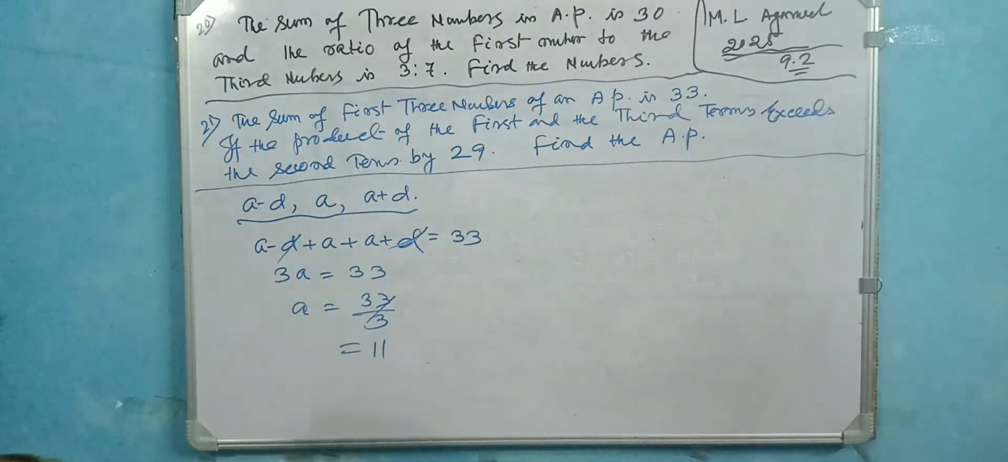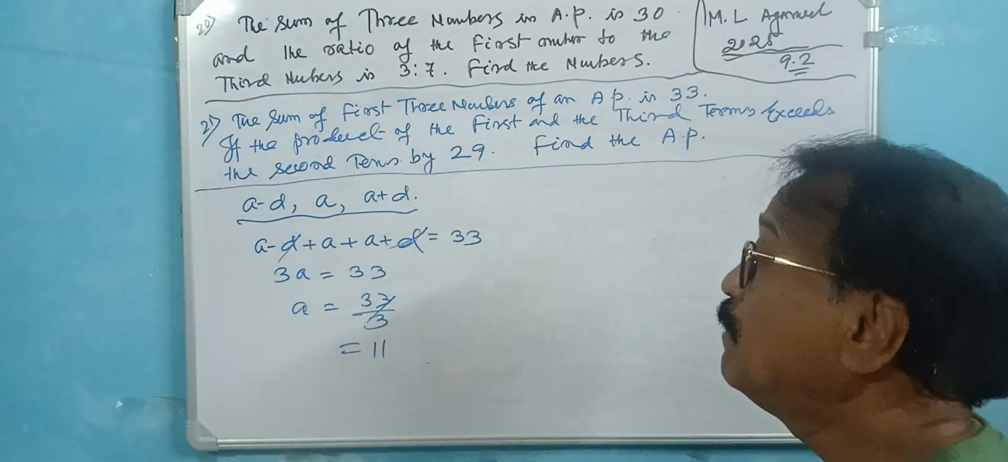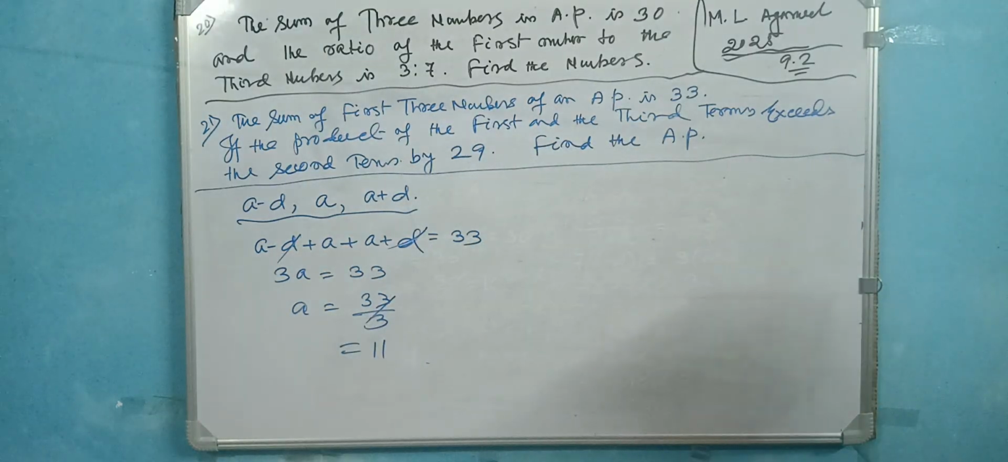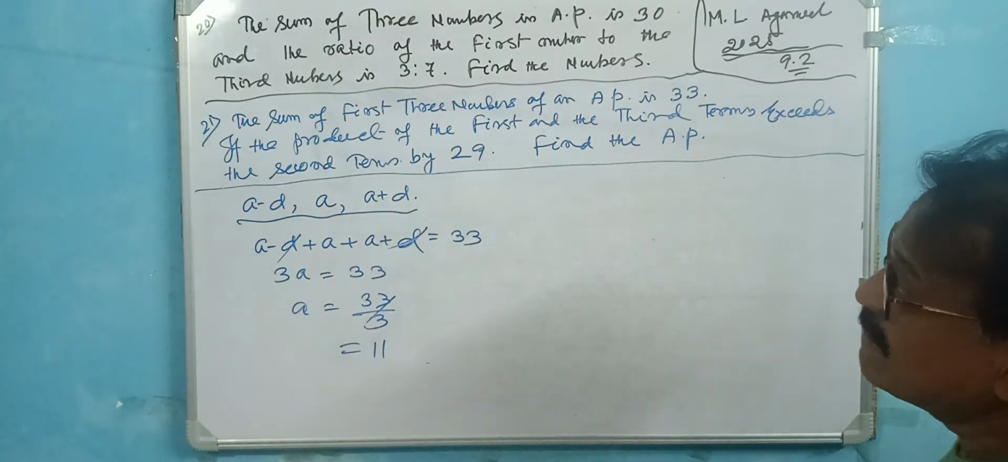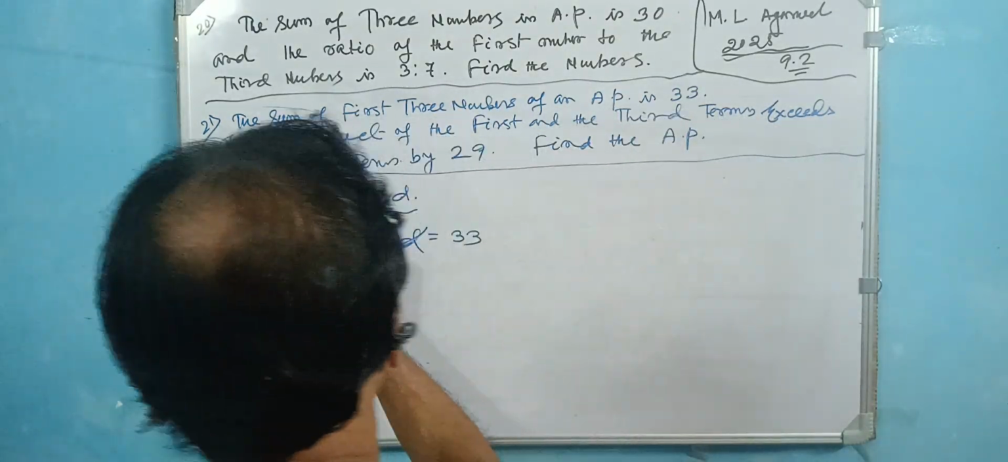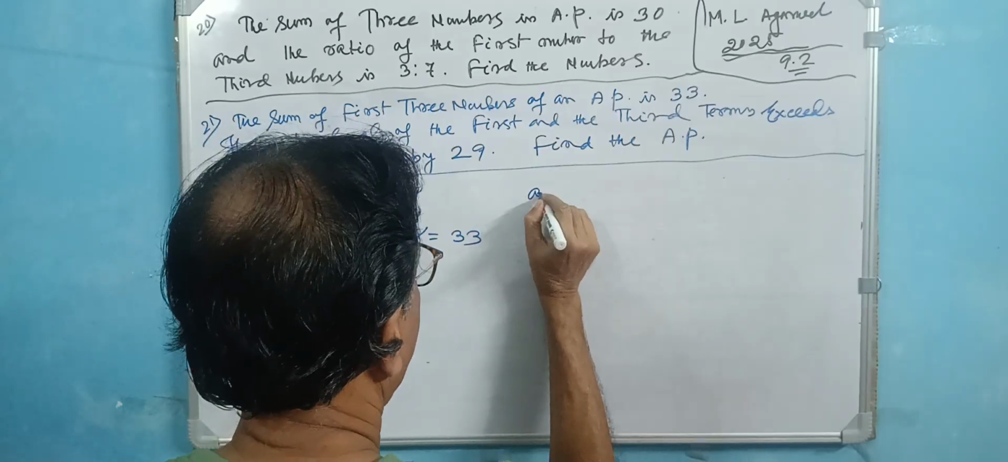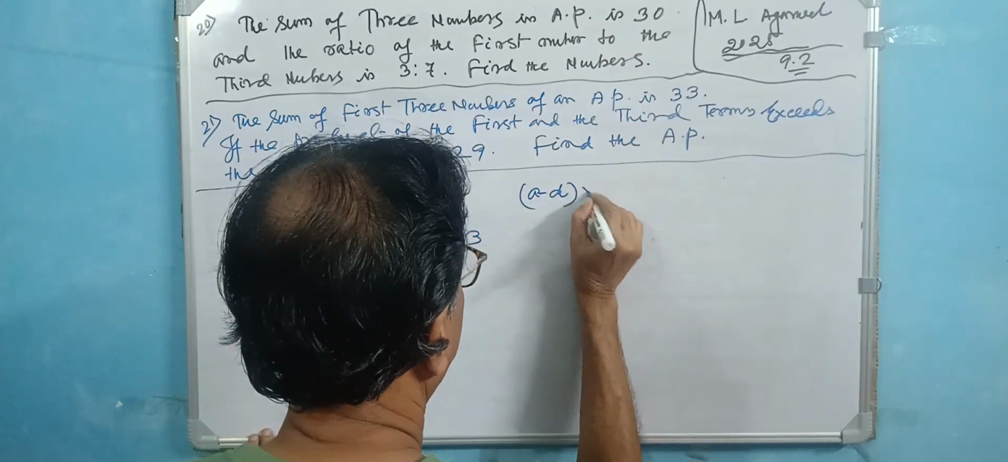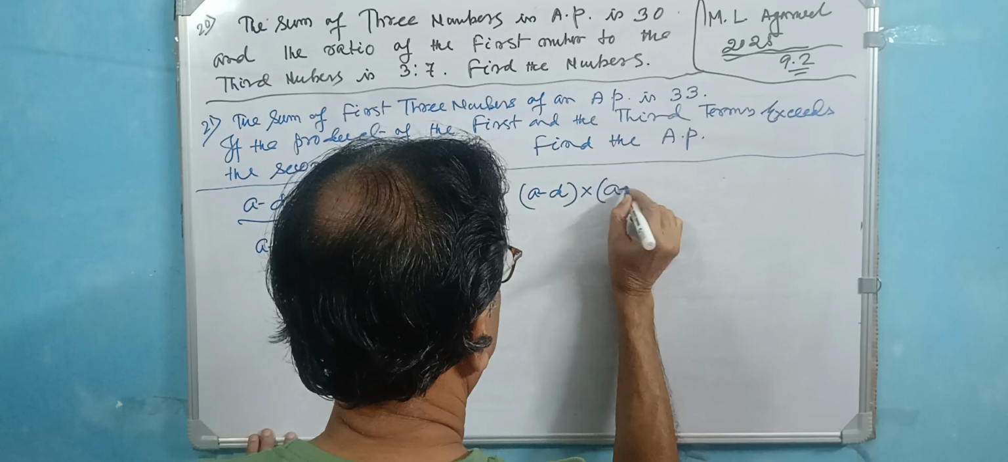A is 11. Now the product. The previous video I just discussed the product. If the product of the first and the third term exceeds... first, the product you write. A minus D is the first term, into A plus D, the third term.